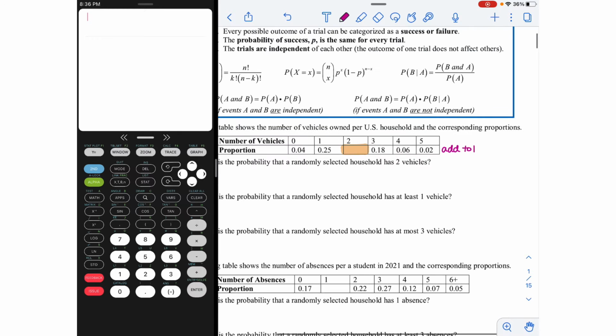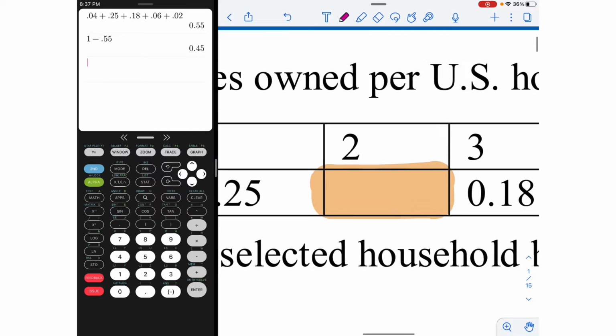So to find the missing piece, let's add the other numbers. So 0.04, look at my calculator. I'm going to add these up. 0.25, 0.18, 0.06, 0.02. Okay, I messed up somewhere. I know where. I needed a decimal there. Sorry about that. So that is 0.55. I need these to add to 1. So all of the other numbers add to 0.55, which means the missing piece is 0.45.